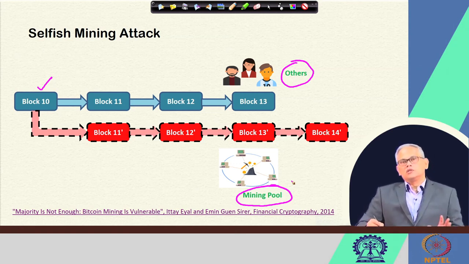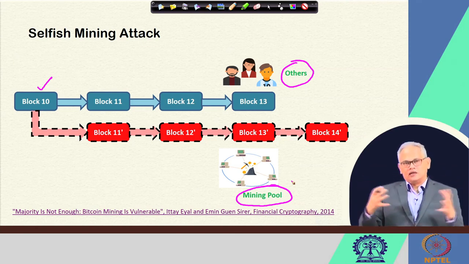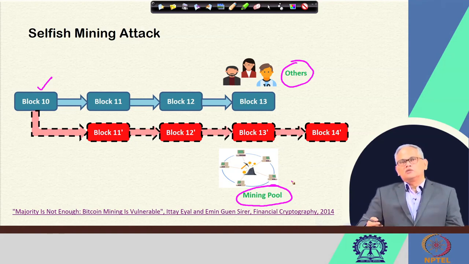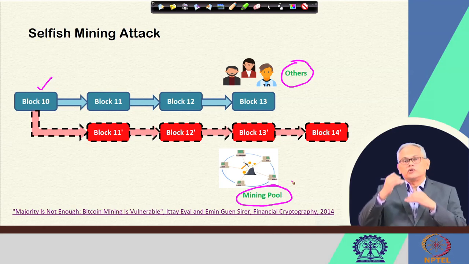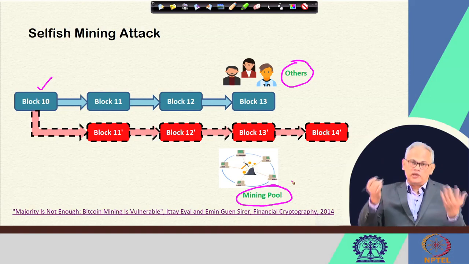So, what we denote in these slides as a mining pool is the computing power that this attacker has been able to put together. That is what we will denote as the mining pool. First is understanding what these others are and what this mining pool is. Others are the honest people, and the mining pool is what we denote here as the attackers, but of course, these others also include many mining pools.